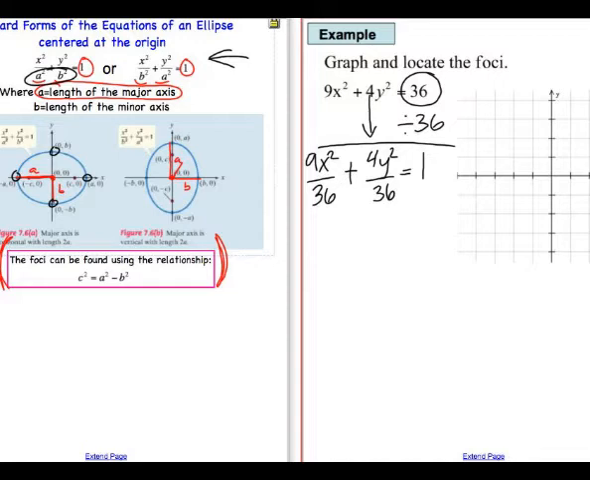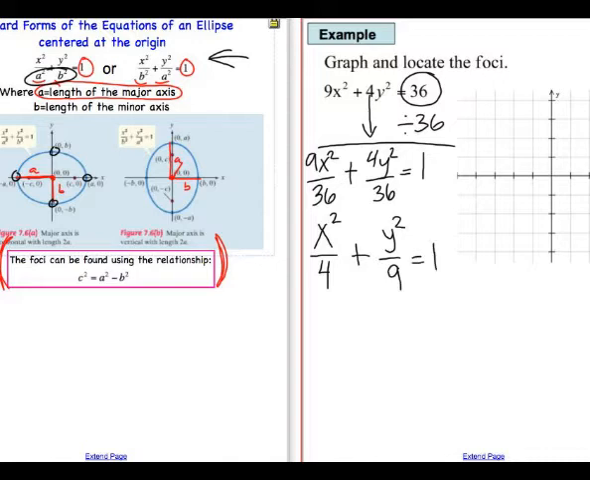Remember, the reason I divided was so that I wouldn't add a constant onto the other side. I want just the x squared and the y squared. I don't want to add anything on. So I divided by 36. Now I'm going to simplify the fractions, because 9x squared over 36 is really just x squared over 4, and 4y squared over 36 is just y squared over 9 equals 1. So now I have it written in standard form.